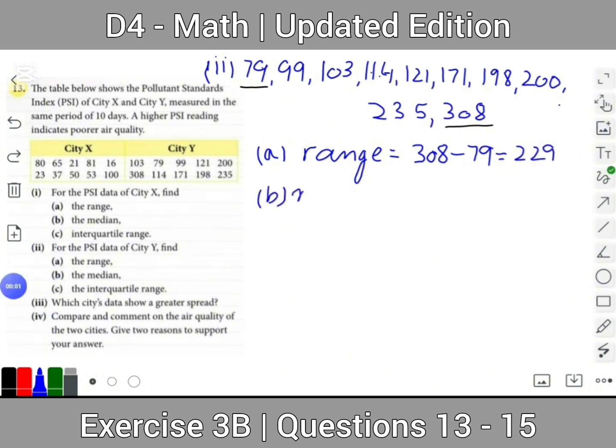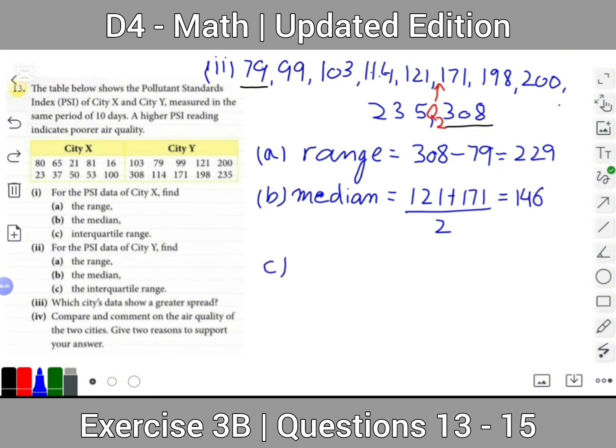Now in part B, we have to find the median. Since the data values are even in number, the median will be the mean of the two middle values. The two middle values are 121 and 171, so the median Q2 lies somewhere between these two values. Now we get the mean: 121 plus 171 divided by 2, which is equal to 146. So the median for the PSI data of city Y is equal to 146.